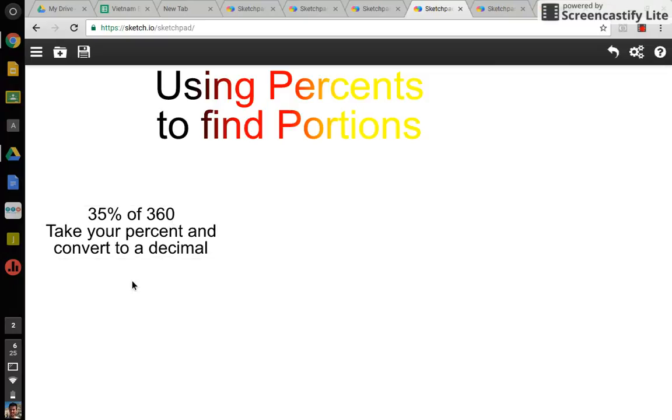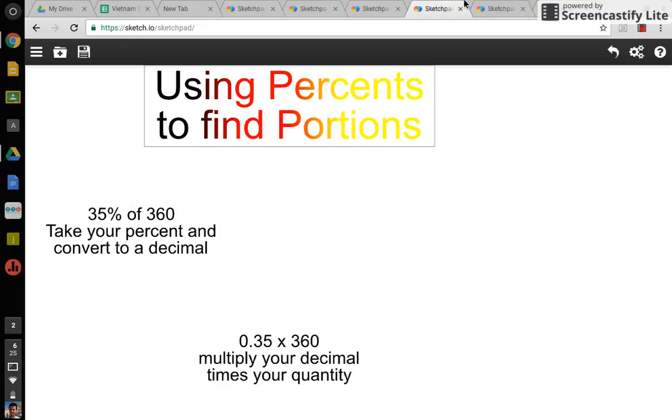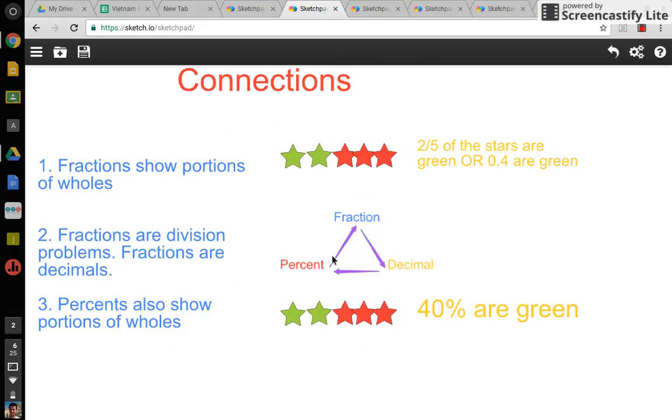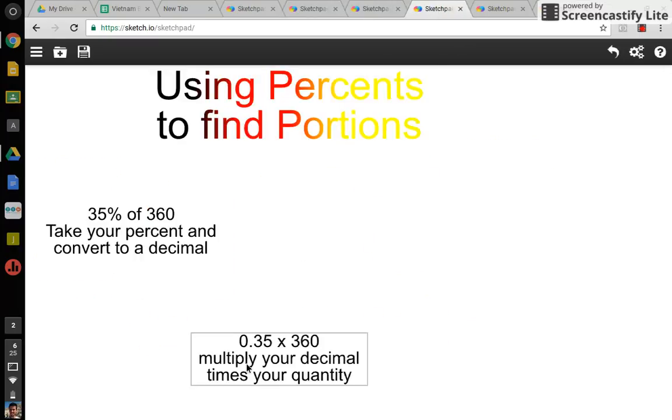It's pretty simple. All you're going to do is take your percent and turn it into a decimal. Remember that all you do to turn a percent into a decimal is jump it over to the left 2 spaces, or divide it by 100. And that's going to look like this. Our 35% as a decimal is 0.35. Remember that fractions are decimals, decimals are percents. These are equivalent terms. They're all the same.